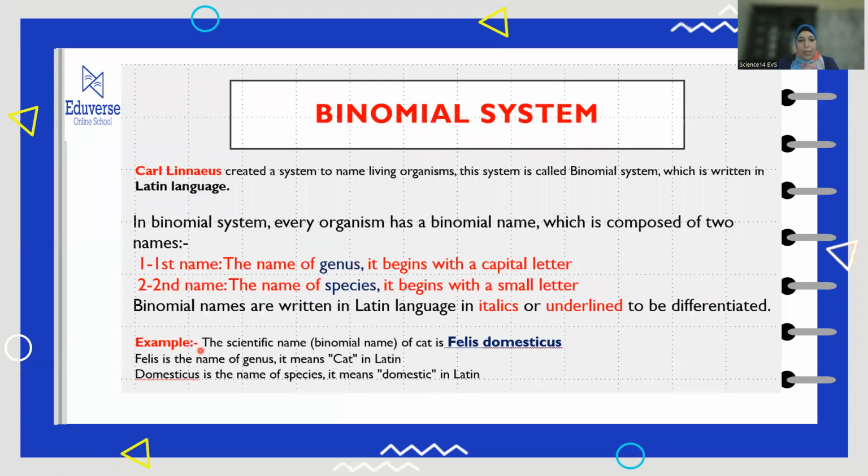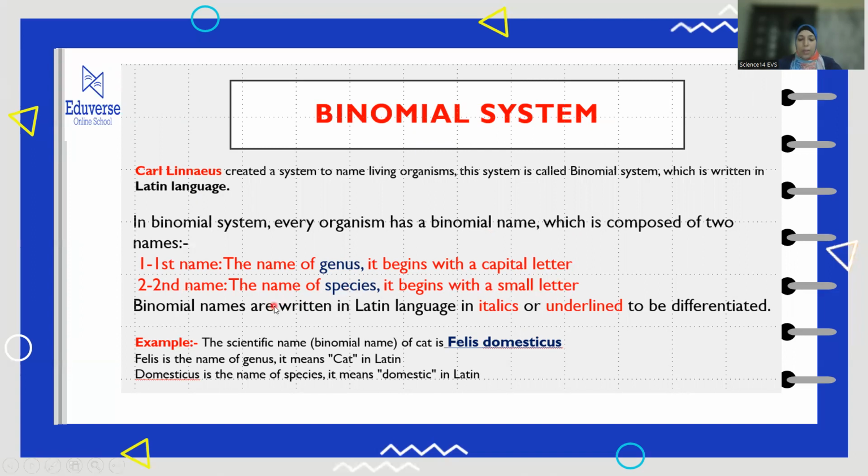So let's repeat again. In the binomial system, every organism has a binomial name, two names. These two names are the name of the genus, the first name, and the name of the species, the second name. And always, the name of the genus will begin with a capital letter, and the name of the species will be with a small letter. And the language which is used in the binomial system, and in most scientific research, is the Latin language.